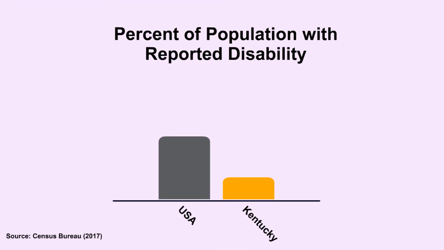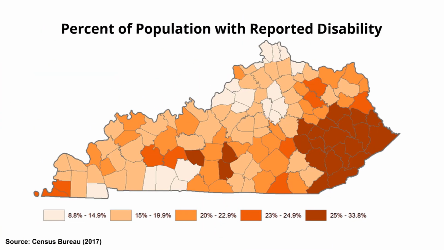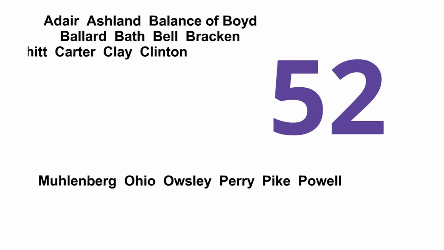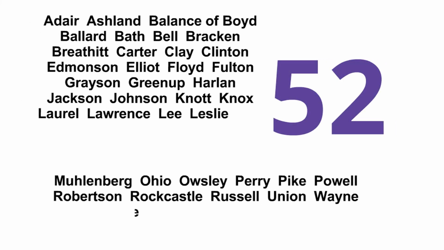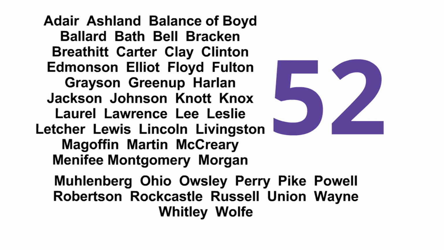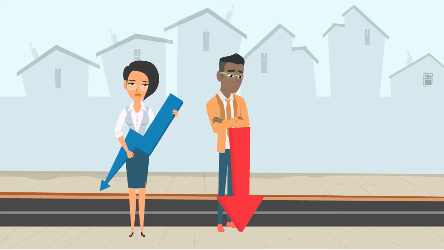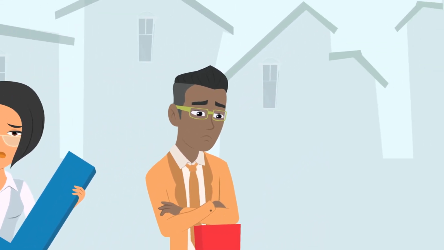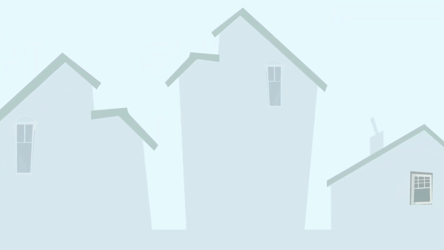The percentage of the population reporting a disability in Kentucky is 5 points higher than the nation, and in the eastern part of the state, many counties have over a quarter of their population reporting a disability. These areas also tend to suffer from a shortage of jobs, making it difficult to find work even for those who don't require special accommodations. There are 52 counties in Kentucky federally designated as labor surplus areas because there are persistently more available workers than jobs. For many people in Kentucky, non-participation in the labor force is not always a choice, but rather a consequence of systematic economic problems in their communities.